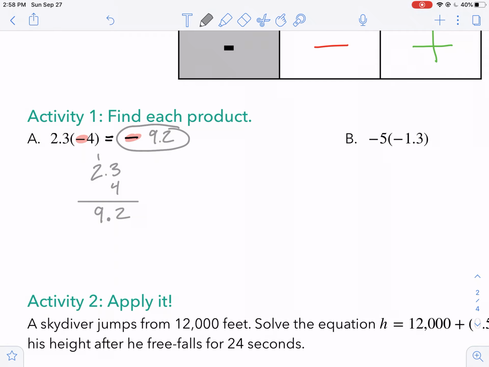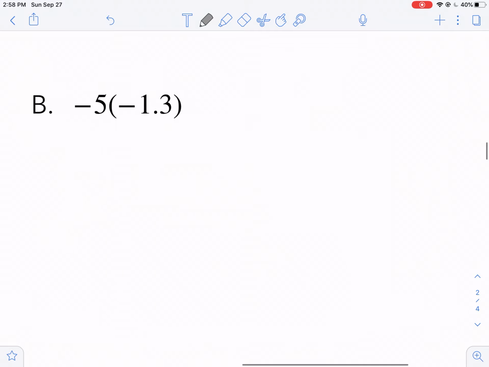Here at B, we're going to do the same thing. Let's count our signs.